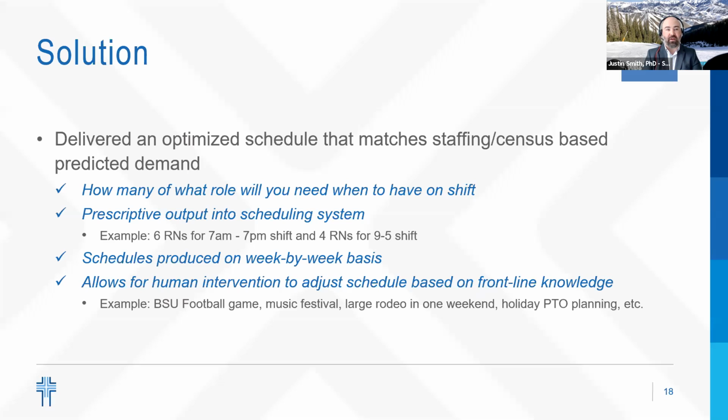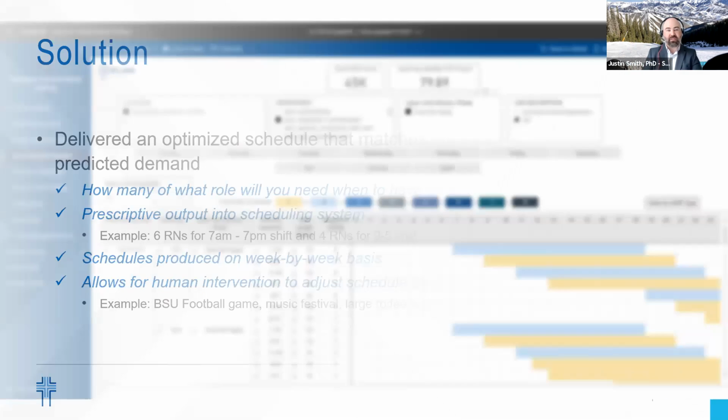Now we've deployed it in certain areas. And these schedules are produced on a week-by-week basis, again, up to 4 to 6 weeks out in the future. But the idea is that they're able to see what demand looks like as they go into these next future states.